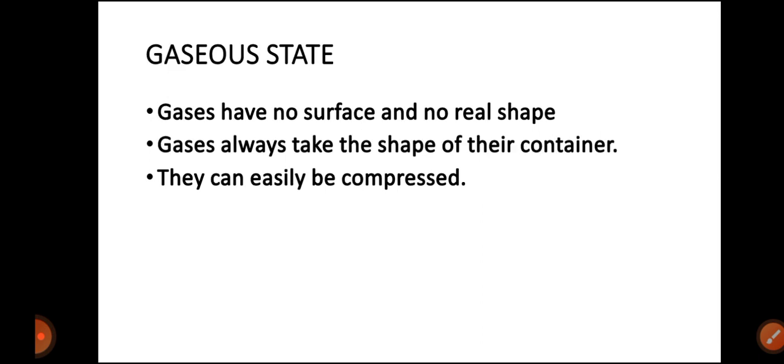Then let's look at the gaseous state. Gaseous states have no surface and no real shape at all. They also depend on the shape of the container as far as they are filled. Gases always take the shape of their container, and they can easily be compressed. For example, so many of us have been to gas stations. So many of us have always pumped our vehicle tires. So many of us have been able to blow our different balloons.